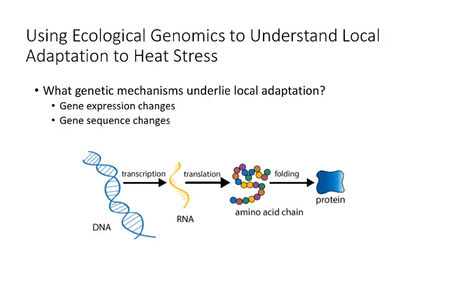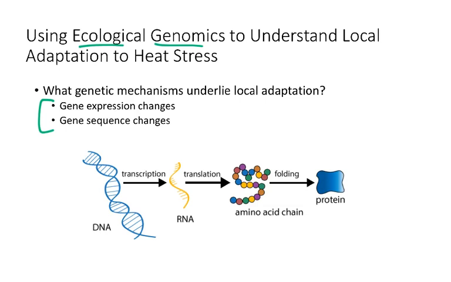So we have this phenotypic evidence for local adaptation, and now we want to think about what the molecular mechanisms are that might be underlying that. You can think about molecular ecology or the ecological genomics that are understanding this local adaptation to heat stress. When we think about the potential genetic mechanisms underlying local adaptation, there are 2 possibilities. There can be differences either in gene expression or in gene sequence, or it could be in both.